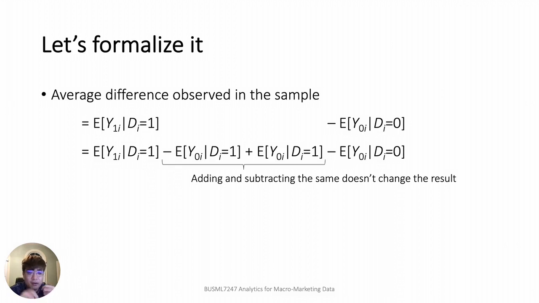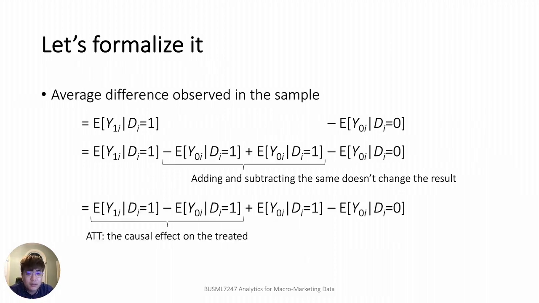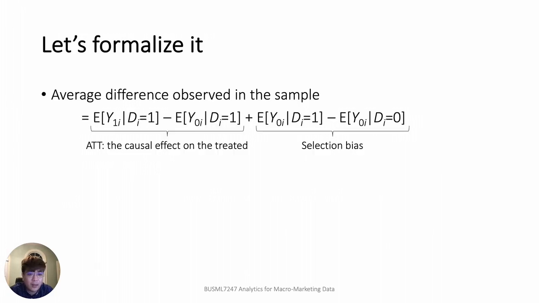Adding and then subtracting the same term does not change the result. So let's put these terms in the middle of the equation. Then the first two give us the ATT, the causal effect on the treated, and the last two are called selection bias. Why are the last two called selection bias?